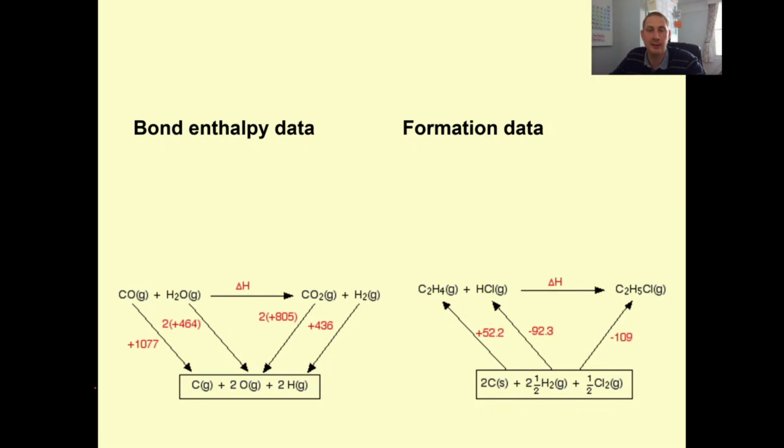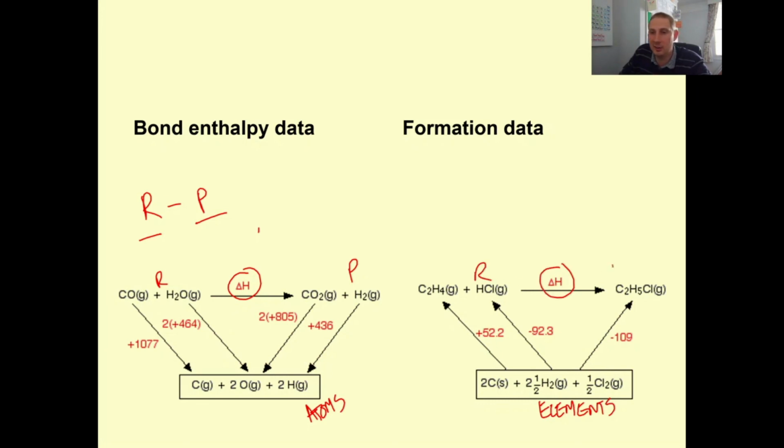But in summary, with bond enthalpy data, we are pulling these apart to make atoms. The arrows go away from the reactants and products. And therefore, if we're doing this, we are going with the reactants and we're going away from the products. So it's reactants minus products. For formation data, we're talking about making these things from elements. So if we're going from the reactants to the products here, we are going against the reactants and we're going with the product arrows. In other words, it's products minus reactants.